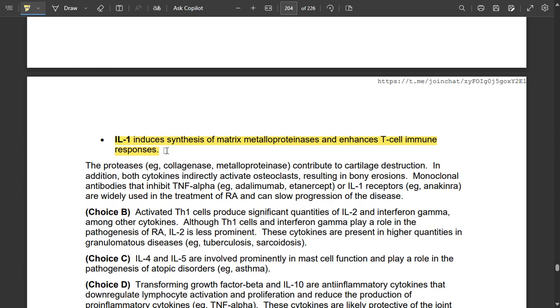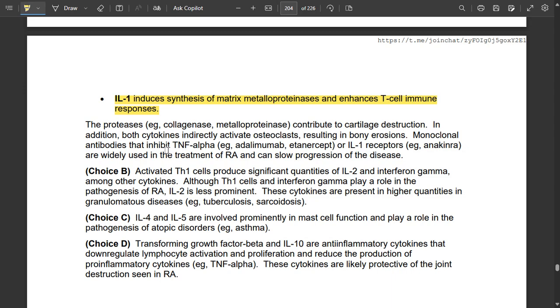So they induce interleukin-1, which induces synthesis of matrix metalloproteinases and enhances T-cell immune response. TNF-alpha stimulates inflammatory cells, while interleukin-1 induces synthesis of matrix metalloproteinases, and the T-cell immune response is stimulated by interleukin-1. The proteases, collagenase, and metalloproteases contribute to cartilage destruction. So proteases will lead to cartilage destruction.